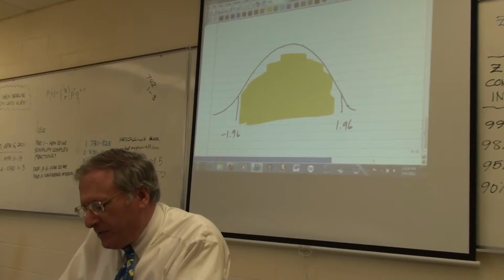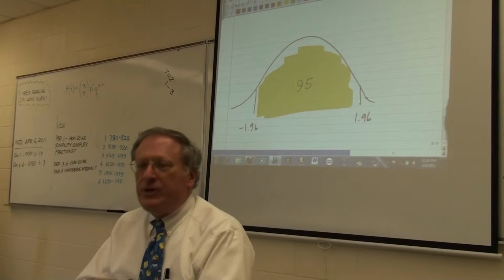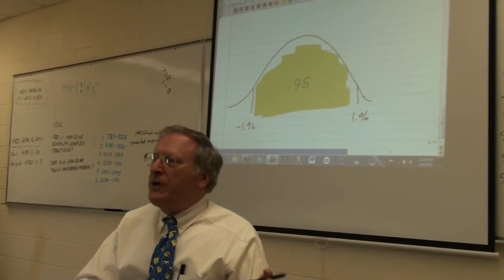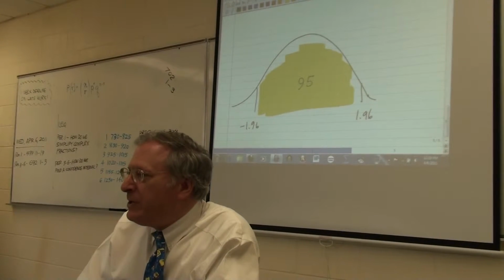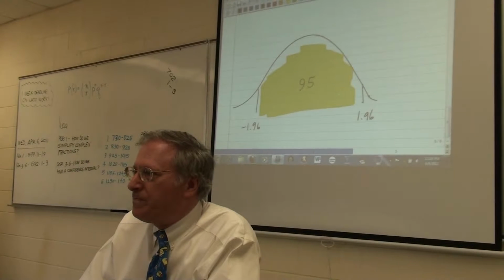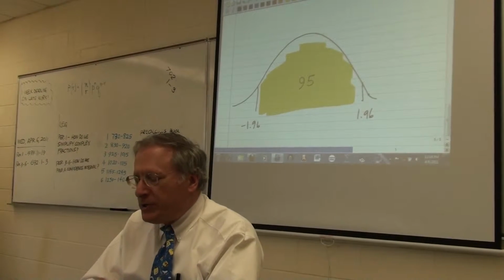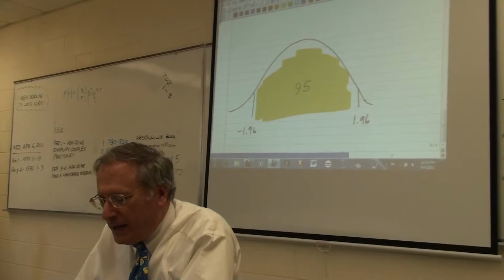This is an area of 0.95. See, normally we've typed in the z value and found the area. So the issue is, how would you type in the area to find the z value? You see, that's what the issue is. And what we're going to do is, if that's 0.95 in yellow, what's the left tail area going to be?